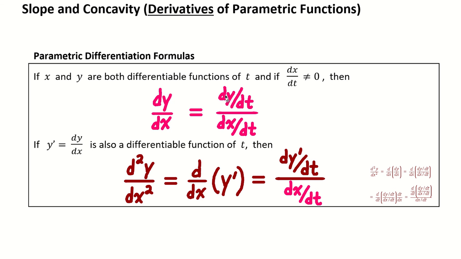So you're just going to be doing the derivative of the y equation with respect to t. That doesn't sound so bad. And then on the bottom, you're going to be doing the derivative of the x equation with respect to t. And then just put it together like this. Now the second derivative, that's a little bit tougher to wrap your brain around.